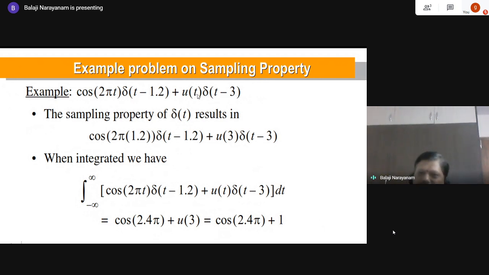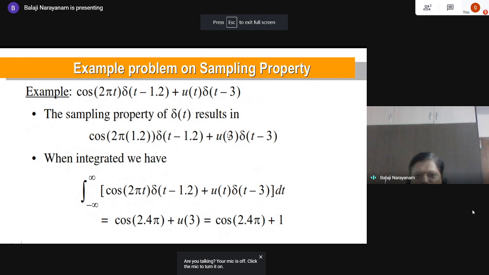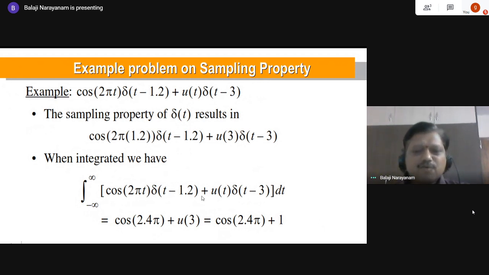What is to be done now? Set t equal to t1. So for the second term, the t1 value is equal to 3, which you can observe in delta of t minus t1. We substitute that value of 3 in u of t. That will result in u of 3 multiplied with the delta of t minus 3, and we integrate over the limits minus infinity to infinity cos 2 pi t delta of t minus 1.2 plus u of t delta of t minus 3 dt.